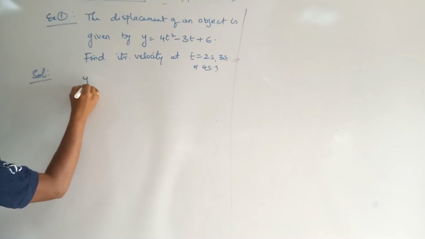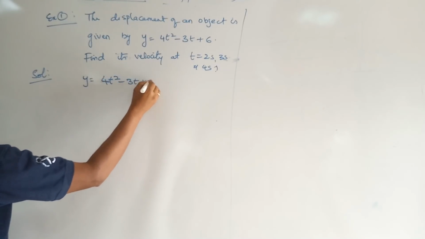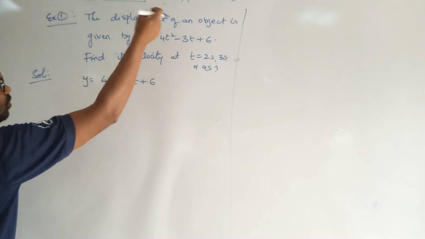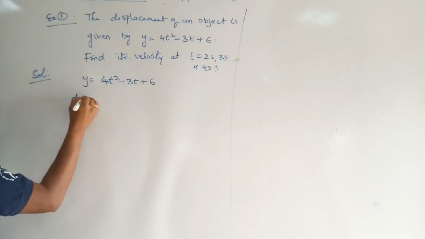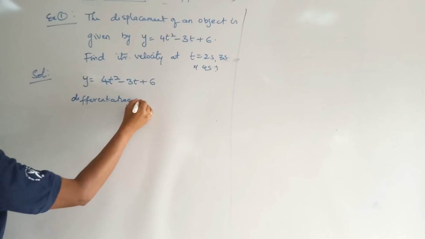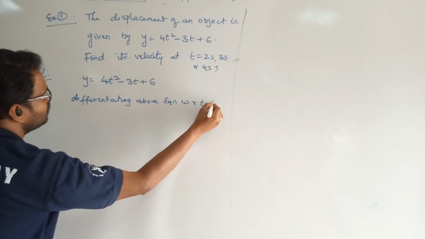First, write the given equation: y = 4t² − 3t + 6. To identify the speed from position, if this is displacement, how do we get velocity from that? Velocity is given by the rate of change of displacement. So what you have to do to get it at one instant is differentiate this equation with respect to time. Write: differentiating the above equation with respect to time.